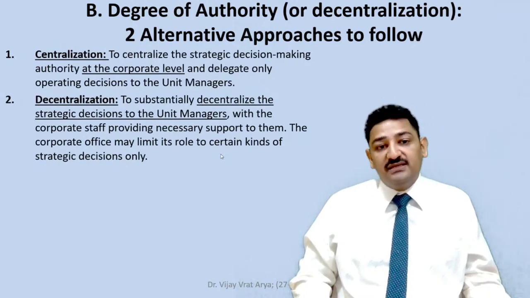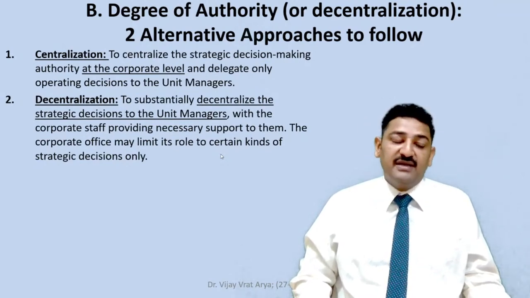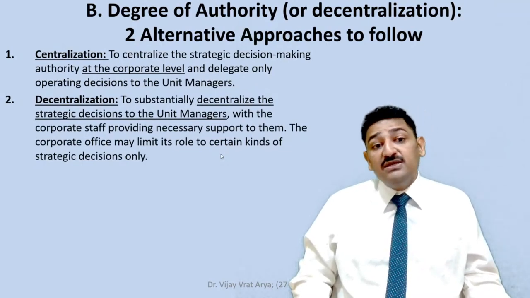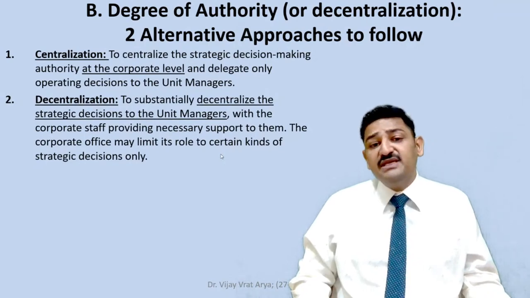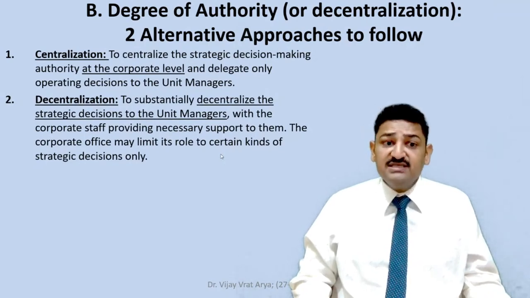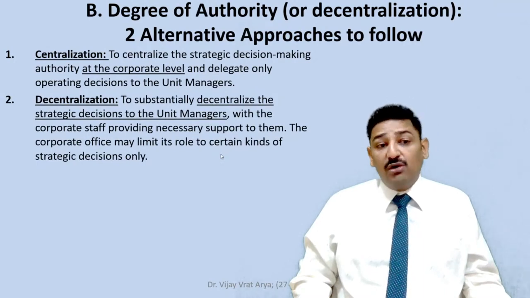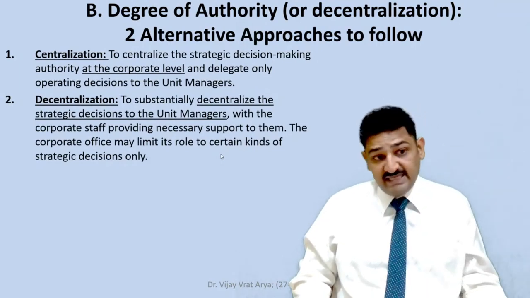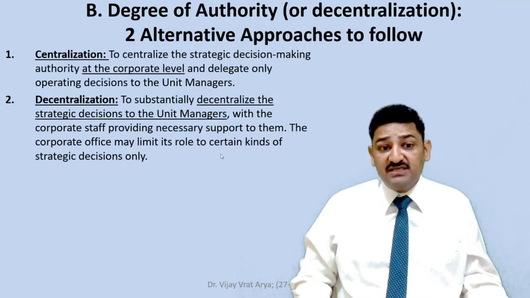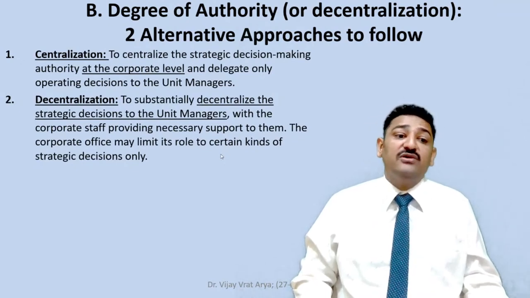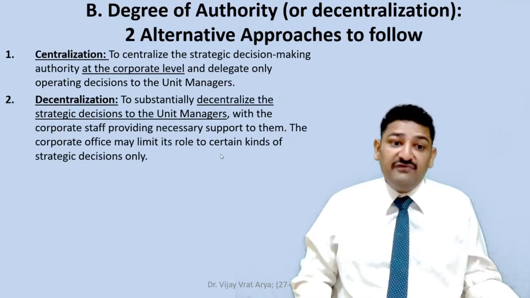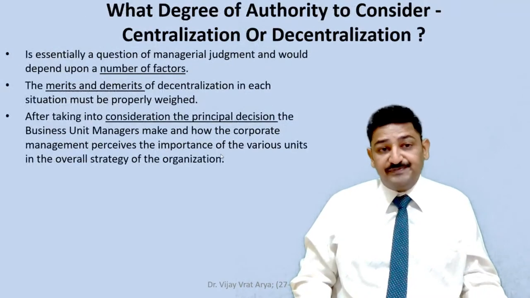But on the other hand, if we compare decentralization, or the degree of authority, in that case, it is to substantially decentralize the strategic decisions to the unit managers, with the corporate staff providing necessary support to them. And in that particular case, the corporate office may limit its role to certain kinds of strategic decisions only, and the rest can be given to the unit managers.